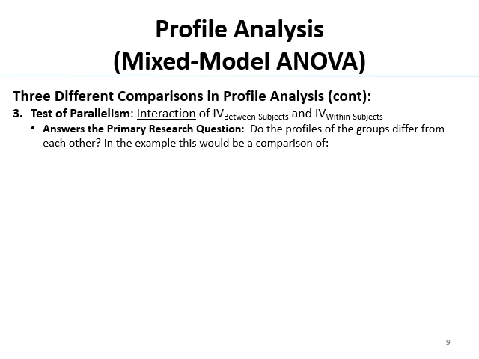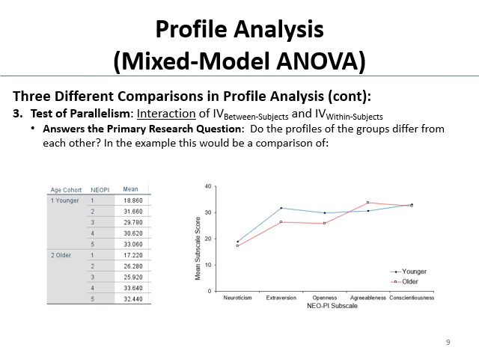So in this example, it would be a comparison of the younger versus older on each NEO-PI subscale, right? So for example, the neuroticism score for the older folks compared to the neuroticism score for the younger folks. That's kind of interesting. Young people think they'd be more neurotic than old people actually report being. Same thing, there's your means.